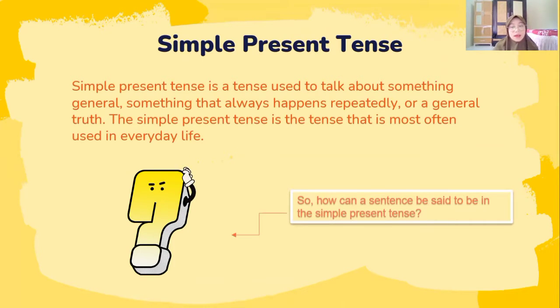So, how can a sentence be said to be in the simple present tense? All right. To recognize that a sentence is a simple present tense, there are several ways that can be done. One of which is the sentence using the basic form of the verb, Verb 1. Jadi, untuk mengenali bahwa sebuah kalimat merupakan simple present tense, ada beberapa cara yang bisa dilakukan. Salah satunya adalah kalimat tersebut menggunakan kata kerja bentuk dasar pertama atau verb 1.